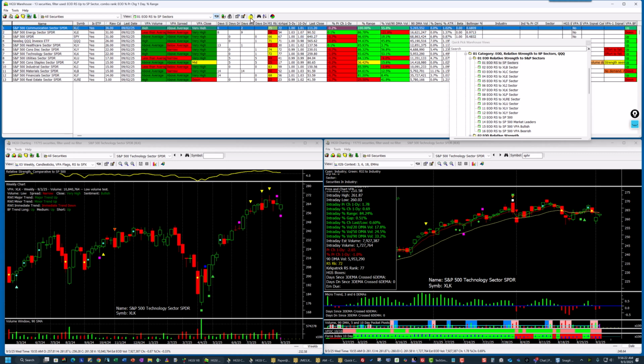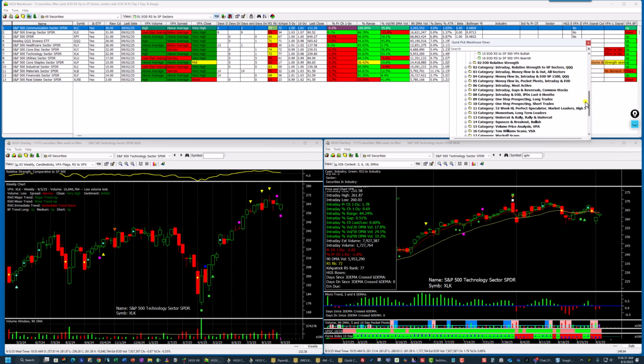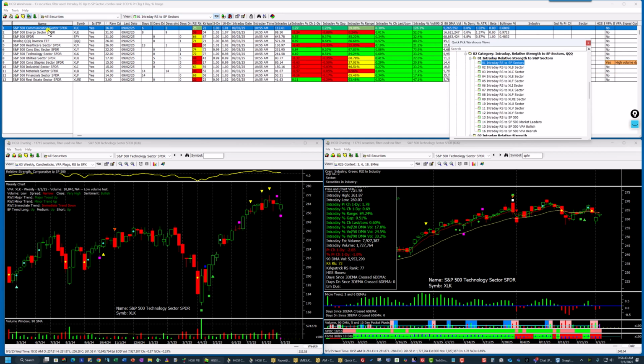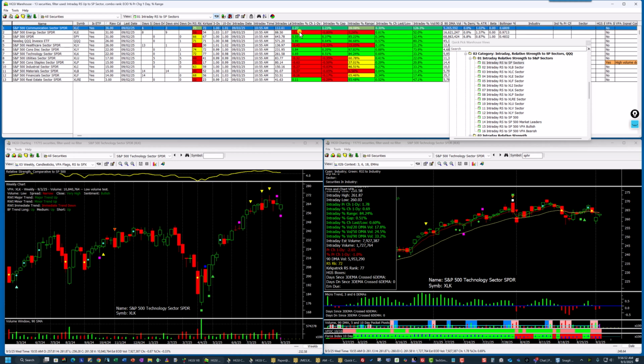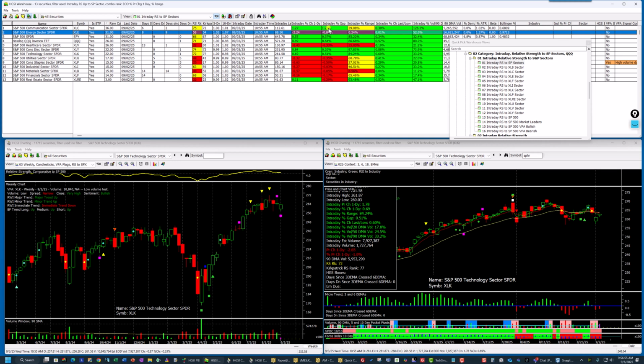Now, I'm going to disengage the combo rank, and then I'm going to move on down to intraday relative strength. Click on this, and you can see that the communication sector is still on top. And I can also see that it is up 1.27% today. So it's following through, but it gapped up 1.23%. So there's a little difference there. It's trading at 39% of its range. So it's down from the high.